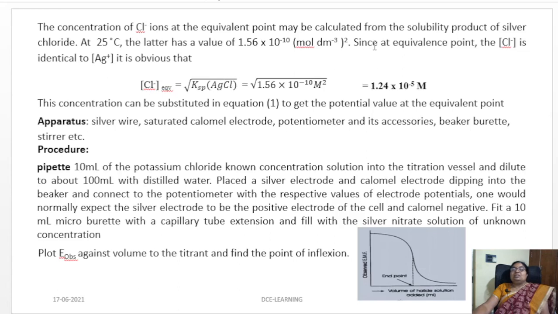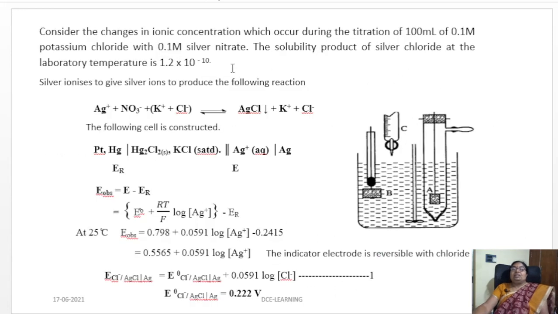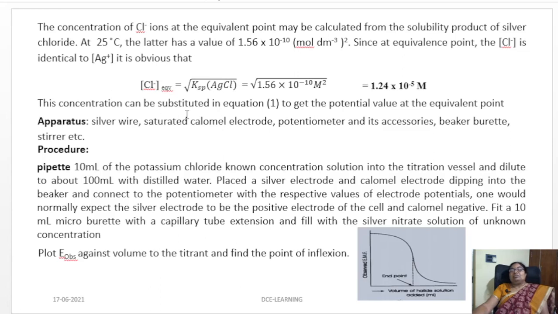So by knowing the concentration of the chloride ion at 25 degrees centigrade, from that relationship you are going to get 1.24. We substitute that into equation 1, then you calculate the EMF of that particular cell. So this is the concept. Then the apparatus: we need a silver electrode, calomel electrode, potentiometer, and accessories such as a beaker, burette and stirrer.